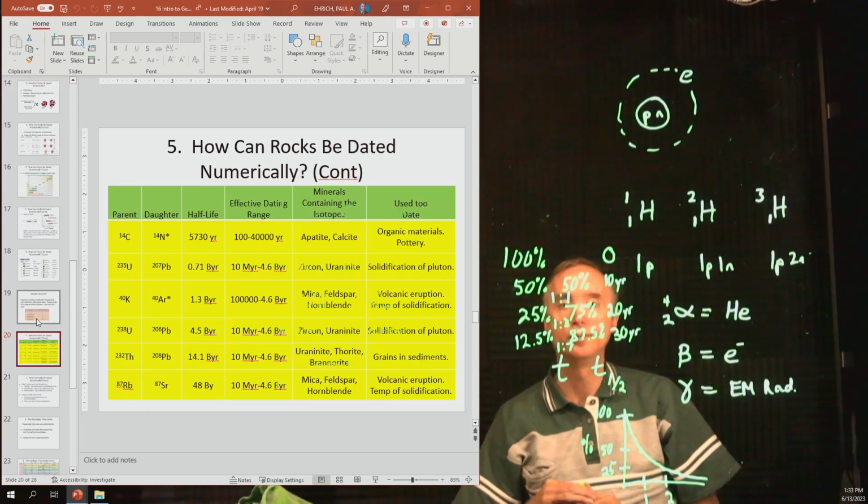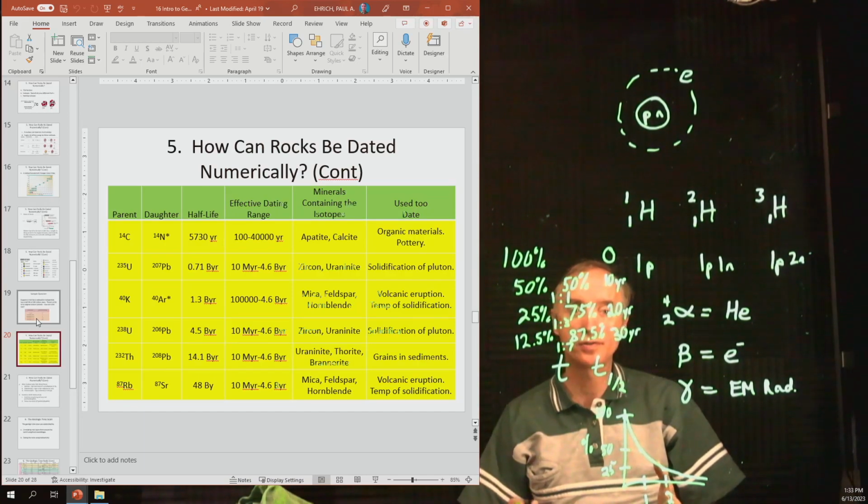All right, let's take a break. When we come back, let's apply this to rocks.